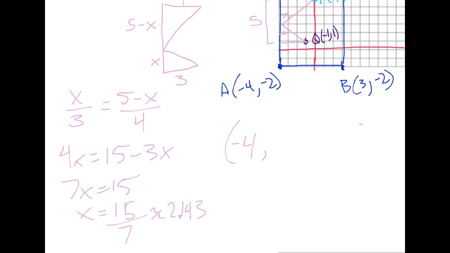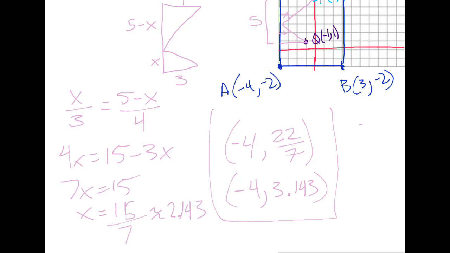Well, we know that Q is starting at a y value of 1, and we need to add to that 15/7. So let's keep it as a fraction. If we add 1 to 15/7, we're adding 7/7, so we're going to get 22/7, just like that. Or if you wanted to use a decimal, we can say -4, 3.143. And either form there should be an appropriate answer for us.